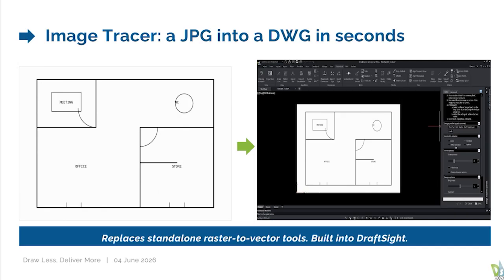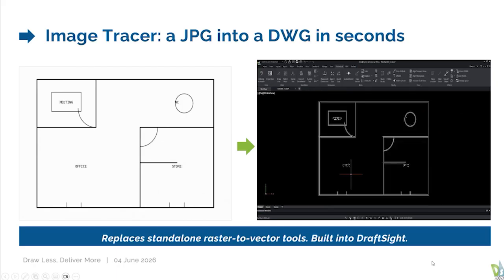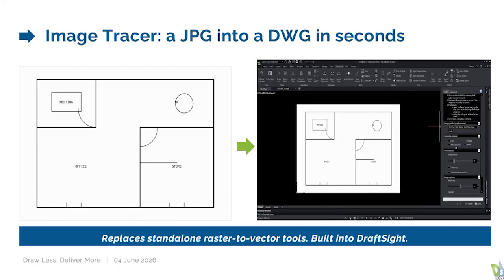Another one that I really enjoy is the image tracer. This is taking a JPEG and making it into a drawing. So this replaces standard raster to vector tools built into DraftSight. Just bear in mind, a quick tip on this: always ensure that your images are of high quality.